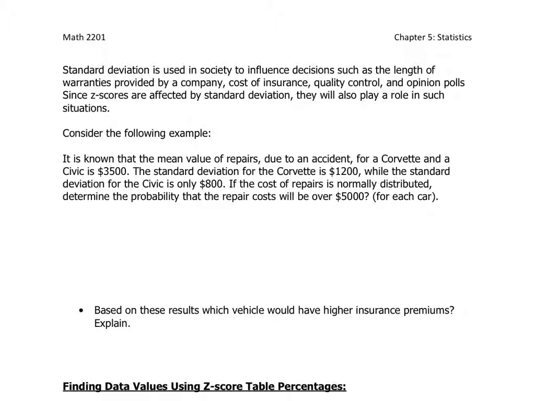So we can use z-scores again for this, because if we calculate the z-score for the Corvette, we're looking at 5,000 as the value we want to find the z-score for, and we would use the mean for the Corvette, and the Civic was the same, which was $3,500, but the standard deviation for the Corvette was $1,200.